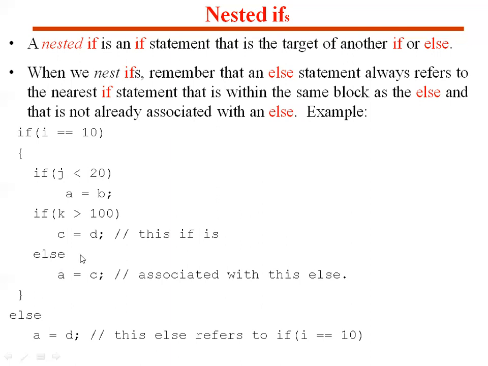That means if you have not explicitly told the compiler otherwise, the compiler always associates the else with its closest if statement. That means this else belongs to the if statement containing k greater than 100. So the if j less than 20 statement does not have an else statement. This is a simple if statement.